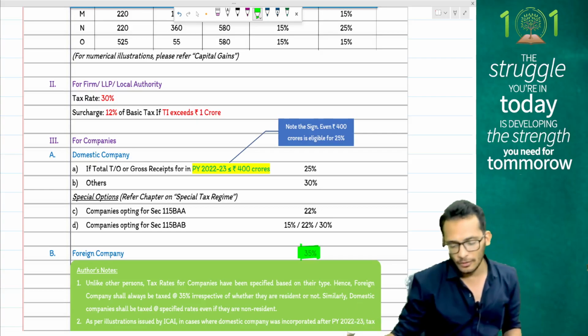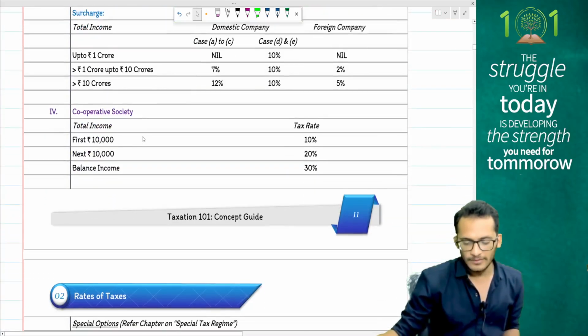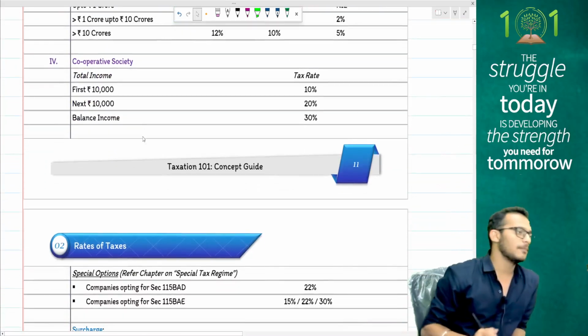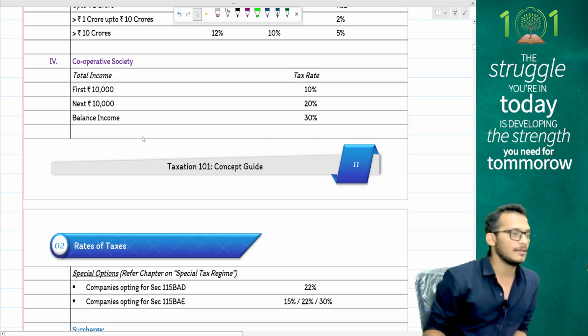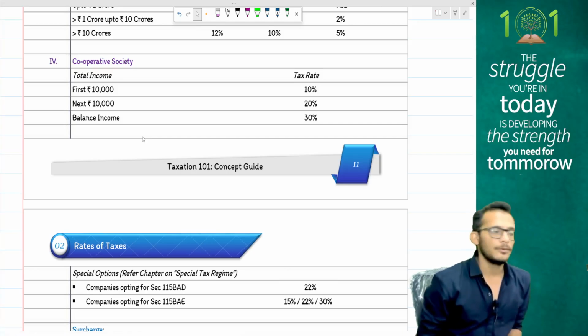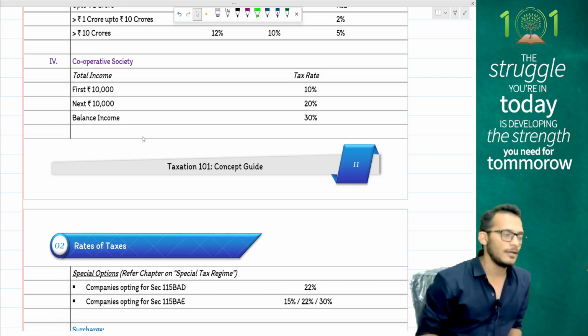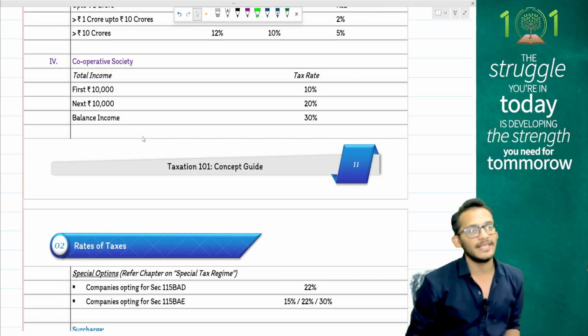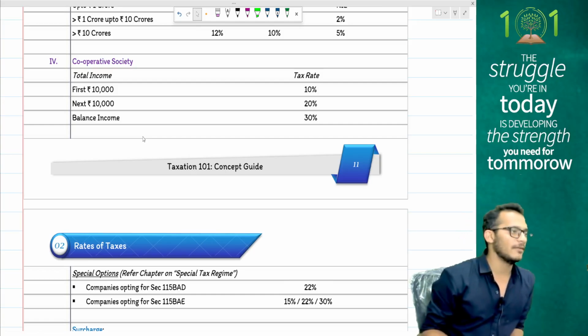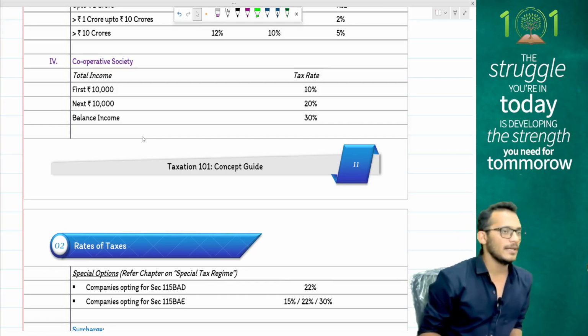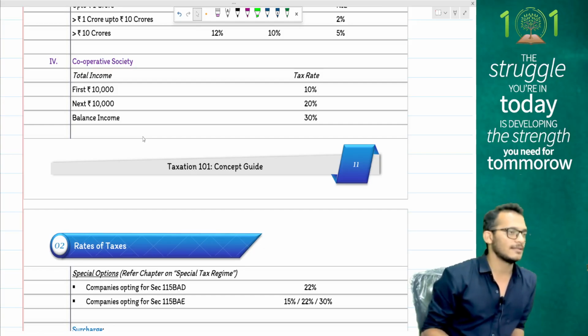After you're done with your domestic company and foreign company, you have something called a cooperative society, where the limits are for the first 10,000, 10%, after that 20%, after that directly 30%. Same cooperative society has the same regimes as companies, and therefore we have 115BAD and 115BAE. 115BAD talks about 22%, 115BAE talks about 15%.